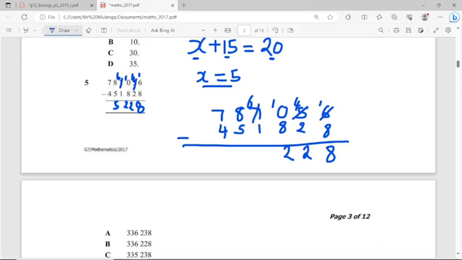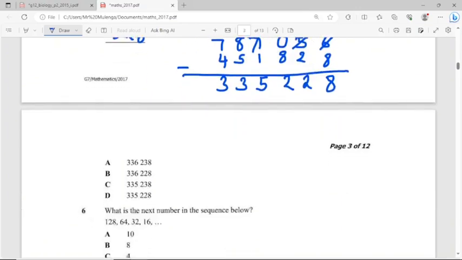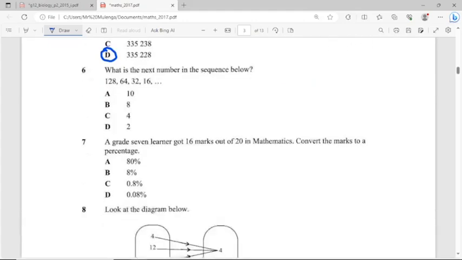Then 6 minus 1, you get a what? A 5. 8 minus 5, you get a 3. 7 minus 4, you also get a what? A 3. So your answer is 335228. So let's check on the options. Which one is our answer? 335228. So our answer is on D there. Okay. So make sure you know how to subtract the numbers in a correct way. We are done answering question 5.